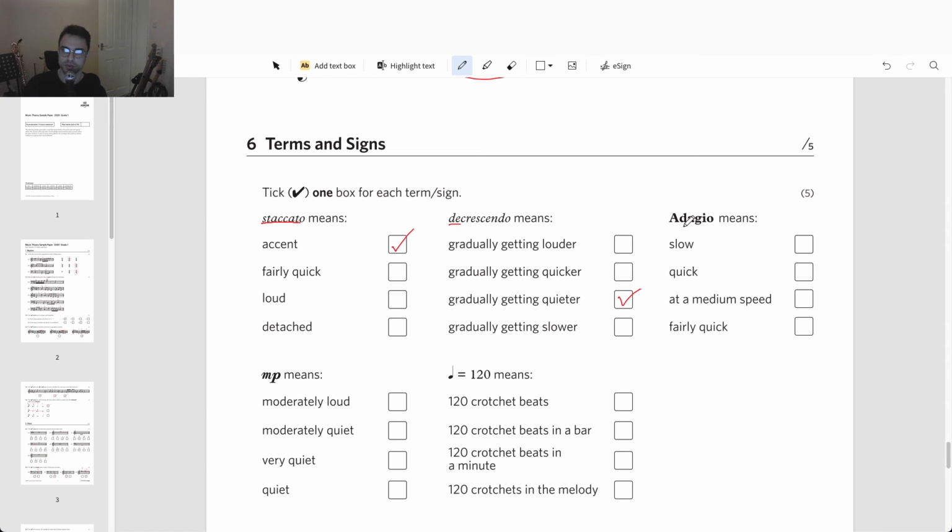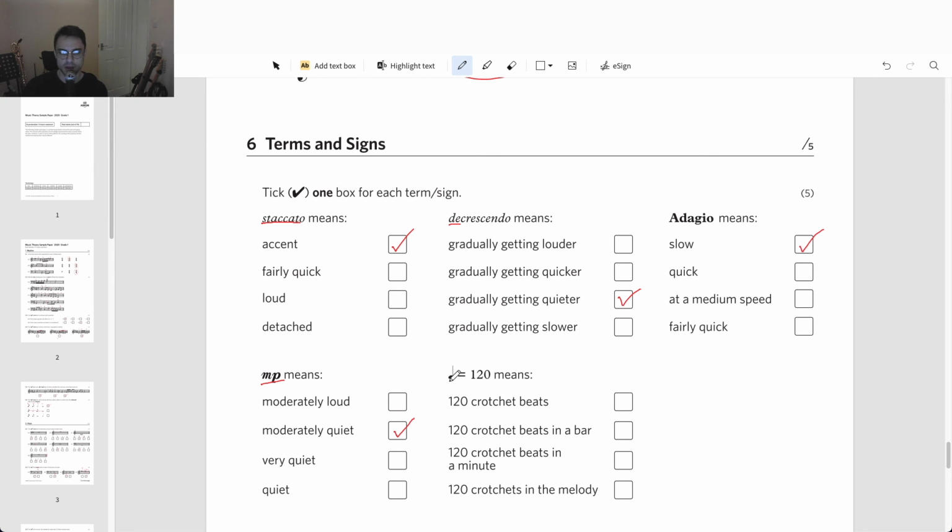Adagio. This is just something that you have to remember, that adagio means slow. MP. What does MP mean? Moderately loud? No. Moderately quiet? Yes. Mezzo piano. Moderately quiet.